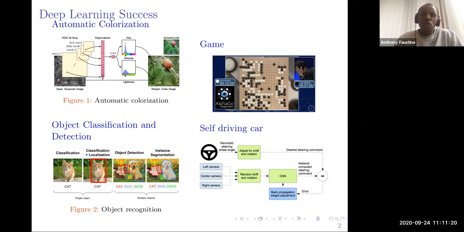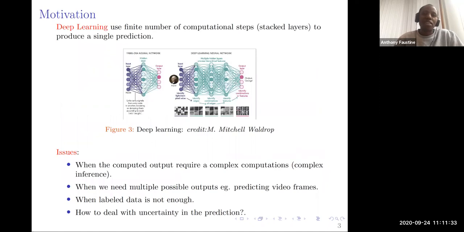But despite the success of deep neural network, there are some challenges which limit the applicability of deep neural network, especially for complex application. And this is based on the fact that deep neural network learn by using a finite number of computation steps. So you have several layers stacked together, and these learn hierarchical features and produce a single prediction. This is fine, but at some point, this might cause a problem, especially when the prediction requires a complex computation. For example, you want to do a very complex inference. So such kind of computation which gives you a single prediction might not be sufficient. But at some point, maybe you want to get multiple possible outputs from the input. So given a single input, you want to infer multiple possible outputs.